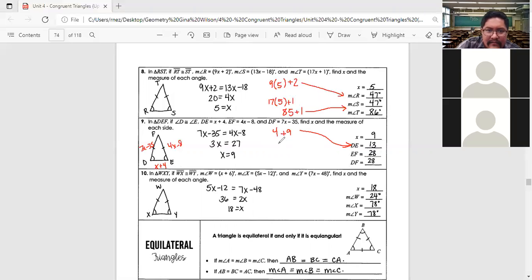So we probably need EF. So that'd be 4X minus 8. So that'd be 4 times 9, which would be 36 minus 8. And that'd be 28. So now that's where we get this one from. And I guess since I didn't do this the last time, I'm going to go ahead and do it the same way as this time here. So 7 times 9 would be 63 minus 35. So that would still be 28.